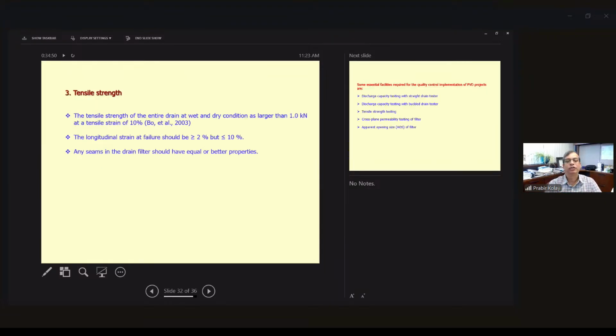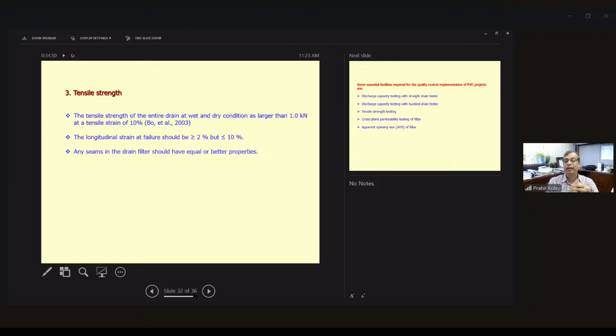Tensile strength is also important. Earlier on the sand drain, remember, if it acts as a sand column, that is not going to solve the purpose, right? So here, the same thing also: the tensile strength of the entire drain should be larger than 1 kilonewton, with tensile strength of 10%. So that is required. Longitudinal strain at failure should be more than 2%, but should be less than 10%.